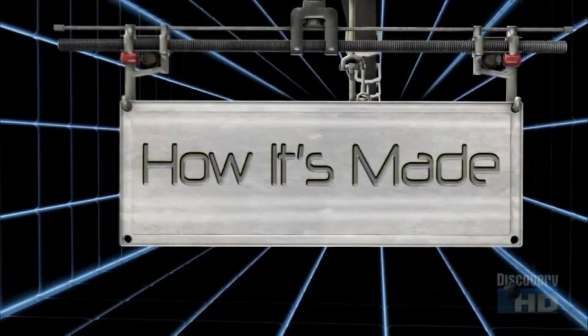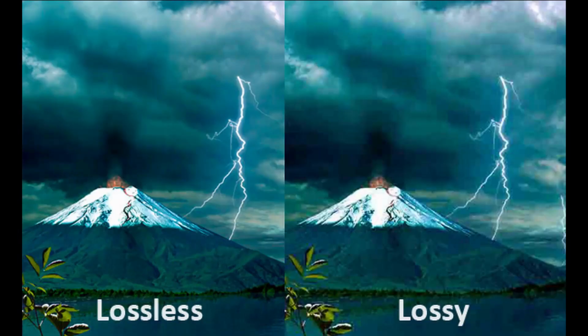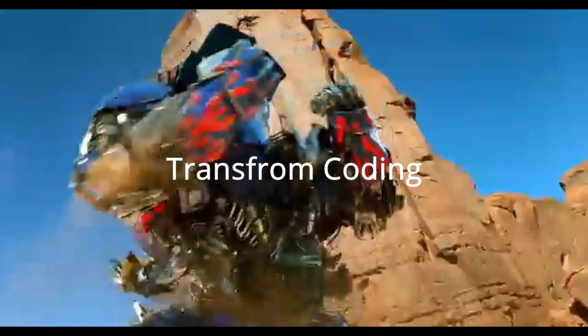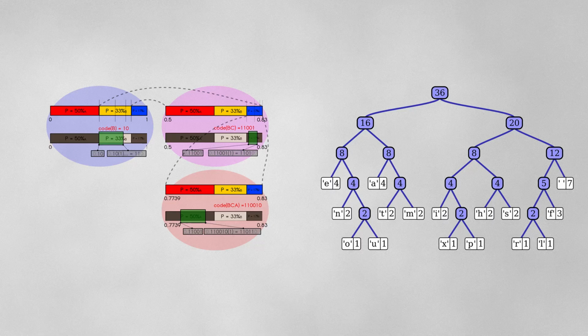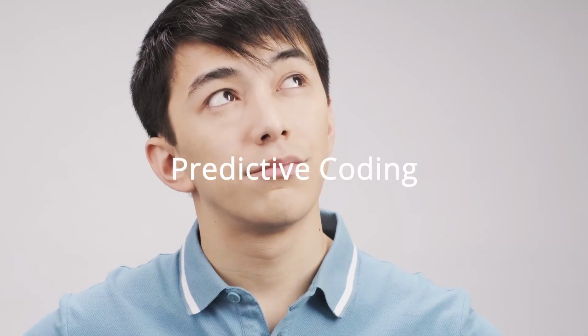So, how do you compress images? There are two types of image compression. Lossy compression can use transform coding, chroma subsampling, fractal compression, etc. Lossless compression uses entropy encoding, deflate, and predictive coding.